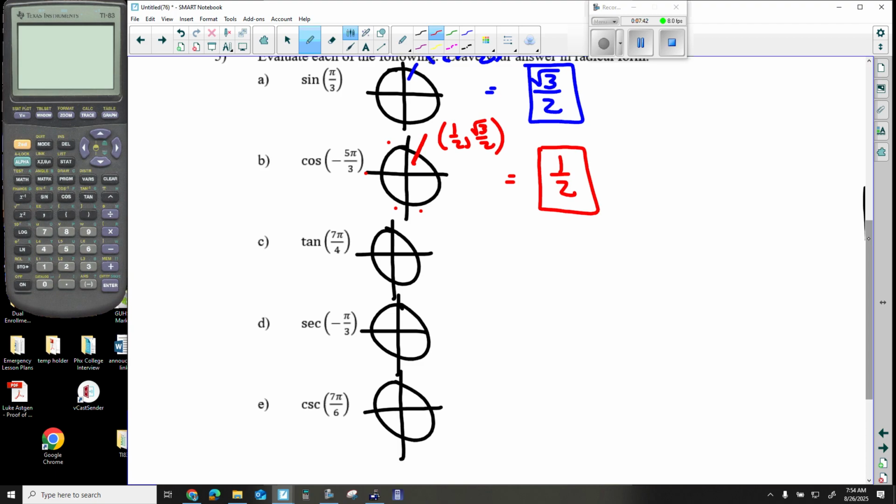Here we are looking for 7 pi over 4. So 1, 2, 3, 4, 5, 6, 7, right there, which is √2/2, -√2/2. Again, this is cosine, sine. Tangent is the same thing as saying sine over cosine. So I'm going to take the sine over the cosine. That's obviously equal to 1, but with the signs, that's -1.